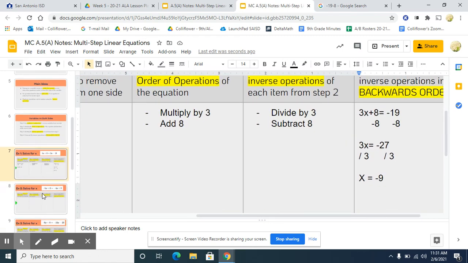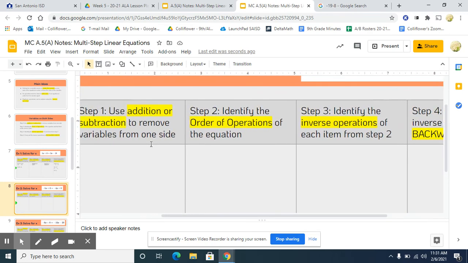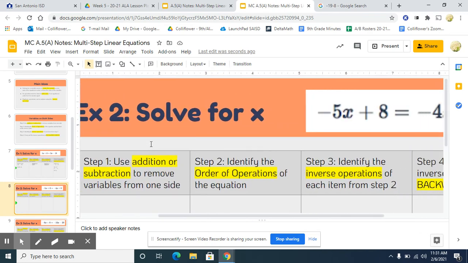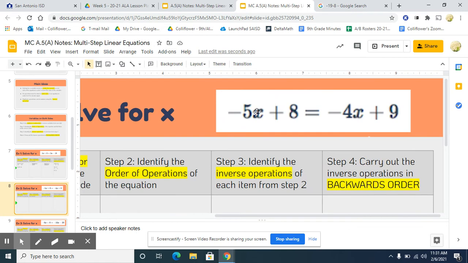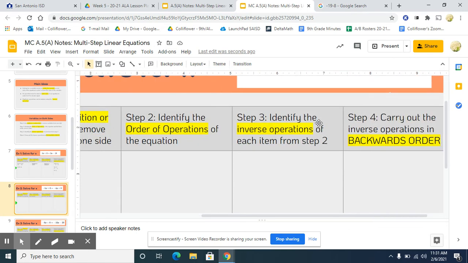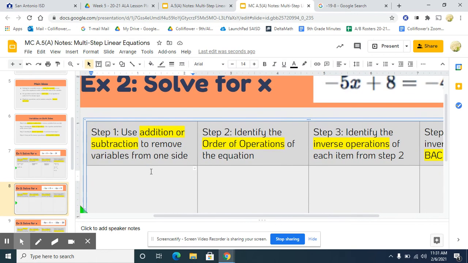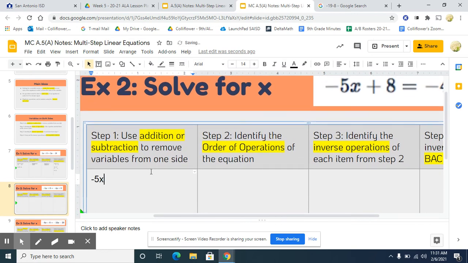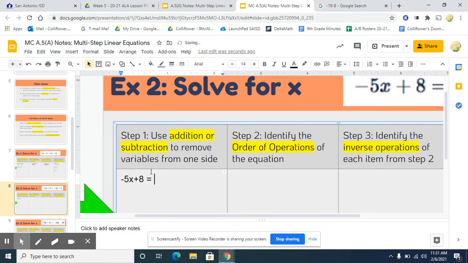Let's take a look at example 2. Example 2 says we're solving for x. We've got negative 5x plus 8 equals negative 4x plus 9. So let me write that here. Negative 5x plus 8 is equal to negative 4x plus 9.